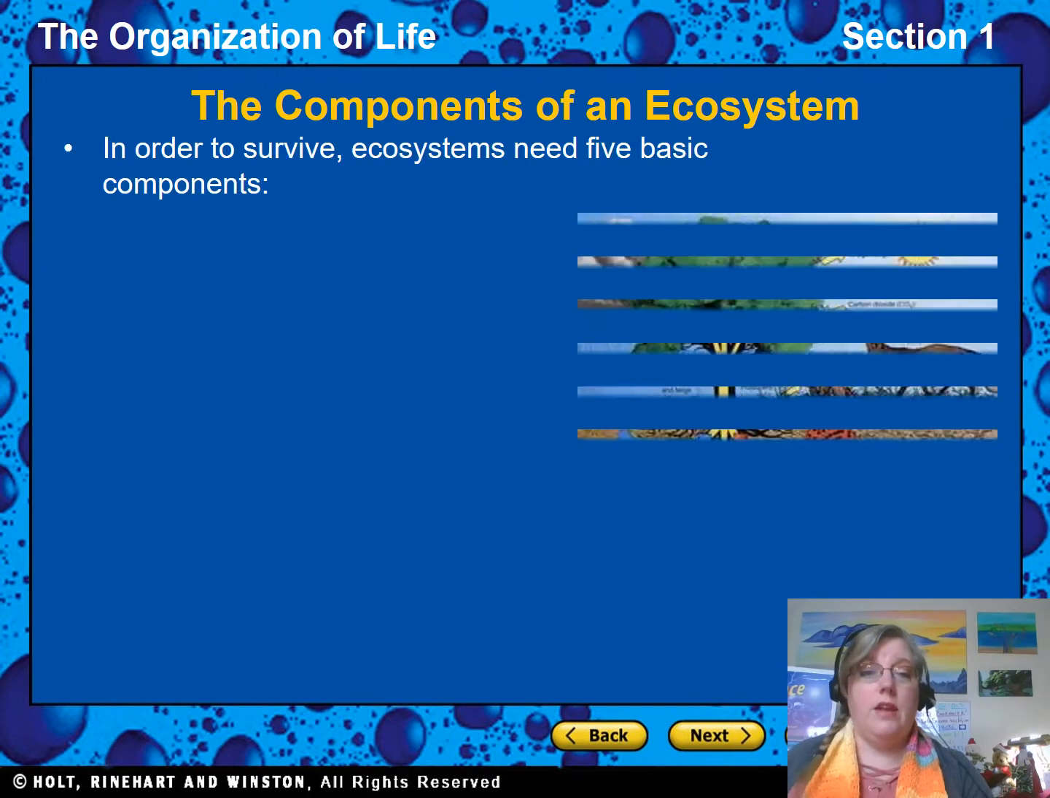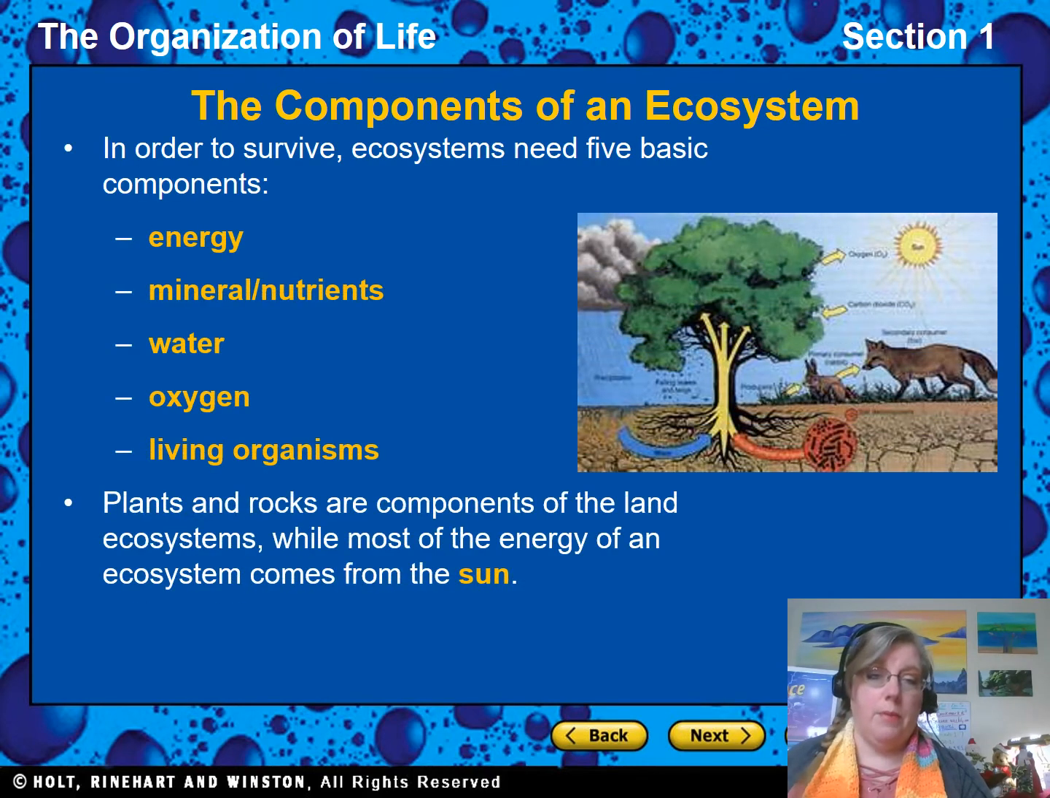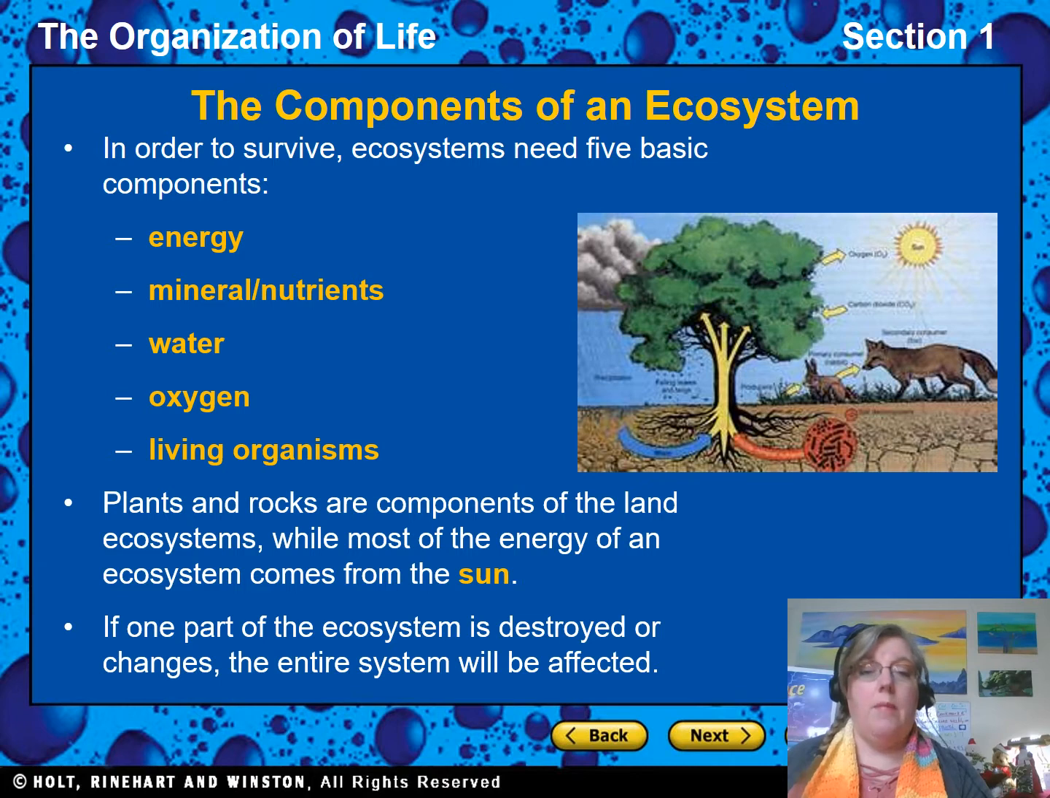Now, ecosystems are made up of 5 basic parts. The energy that everything requires comes from the sun. Then the minerals and nutrients that everything gets their food and nutrition from, the water, the oxygen, and the living organisms. All of those are part of an ecosystem. If you look, the top 4, energy, minerals and nutrients, water, and oxygen, are non-living things. Those are abiotic. The living organisms are the only biotic portion.